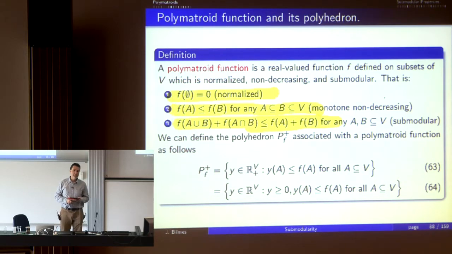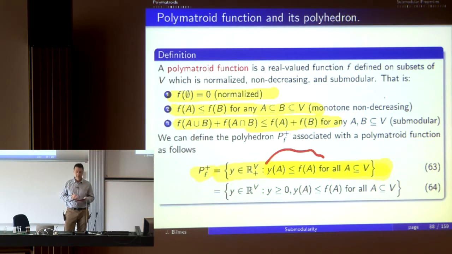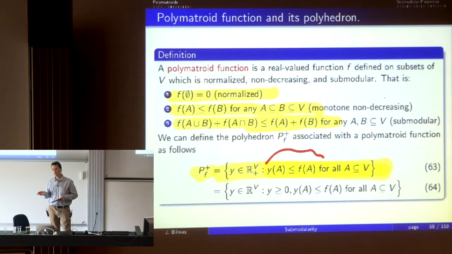Now, what's interesting about polymatroid functions is that they have a polytope, a polyhedron, associated with them. The polymatroid functions have a polymatroidal polytope, which is defined in the following fashion. So there's the name of it. And it's all vectors in RV, so in the non-negative orthant, such that this set of linear inequalities is satisfied for all subsets. So how many inequalities are there?